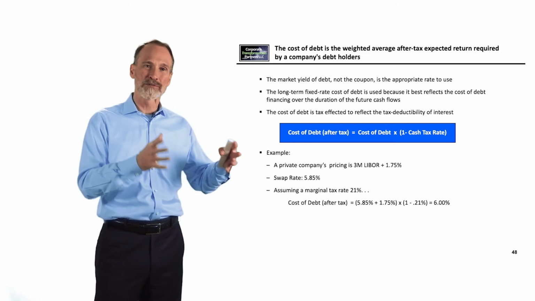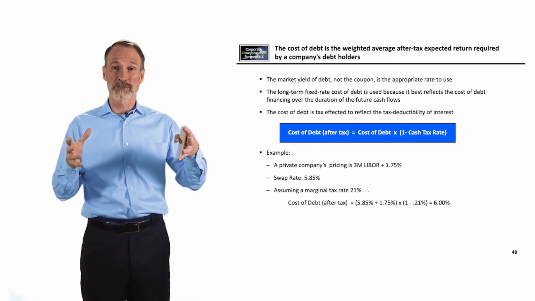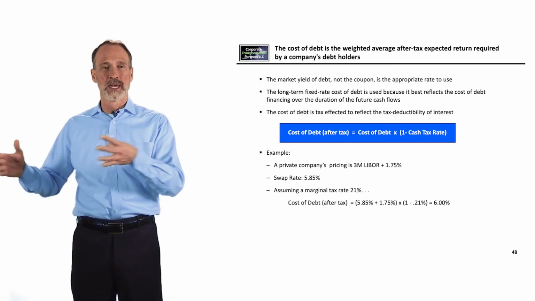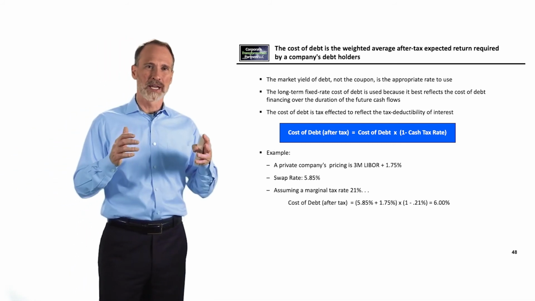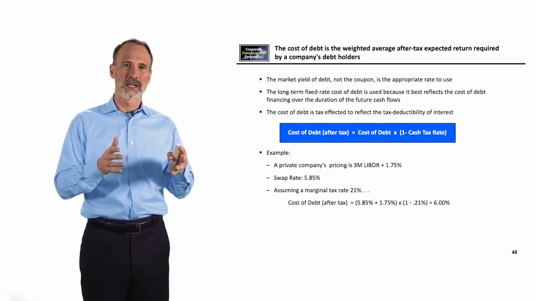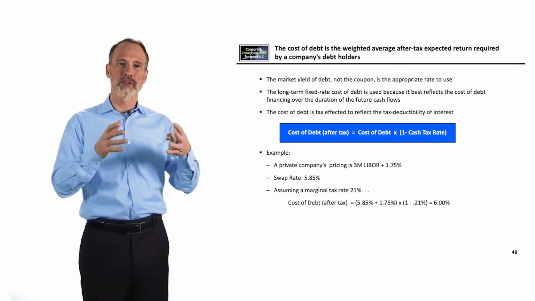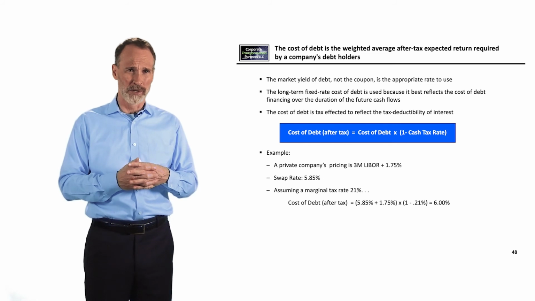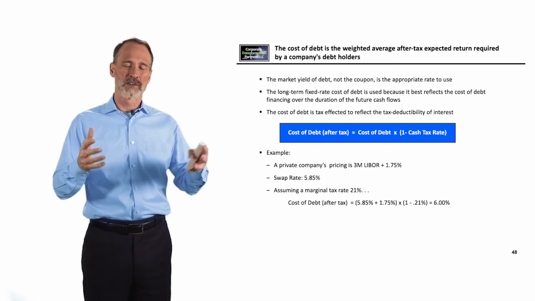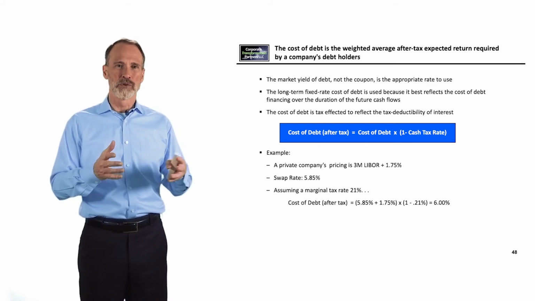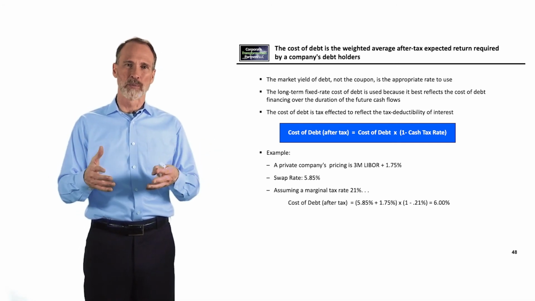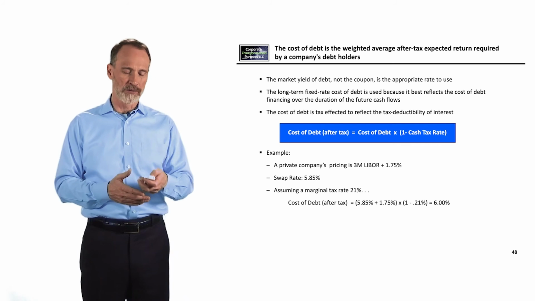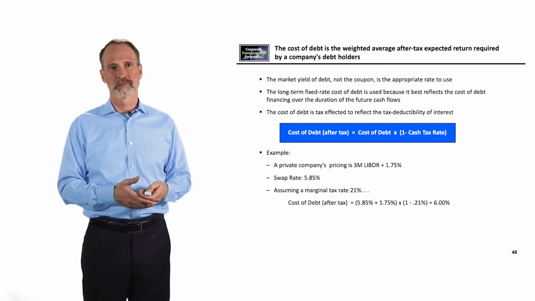because a long-term fixed rate represents the period-by-period rates that would actually apply over the period of the debt. So to calculate the after-tax cost of debt, you take the pre-tax cost of debt and multiply it by 1 minus your cash tax rate. As a quick example, if we've got a private company's pricing for their debt is 3-month LIBOR plus, let's say, 175 basis points, and the swap rate is 5.85%, and you assume a marginal cash tax rate of 21%, you can see here you end up with an after-tax cost of debt of 6%.